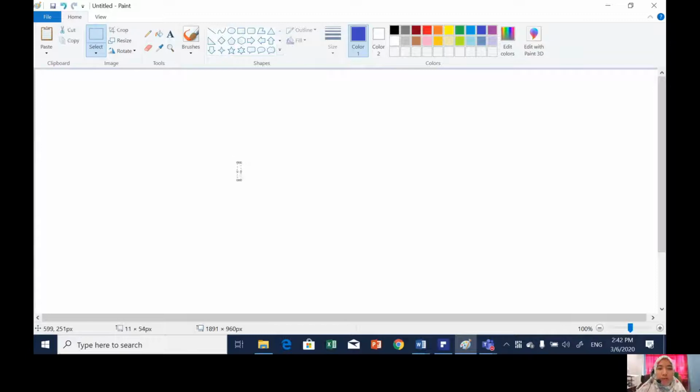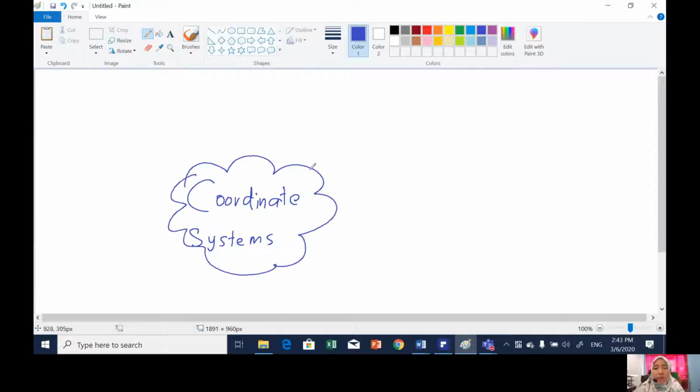Okay, so this is going to show our coordinate system. You are familiar already with this coordinate system. So we have 2D and 3D coordinate systems. 2D means a two-dimensional coordinate system.